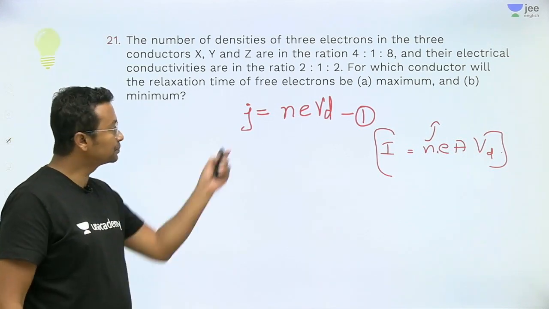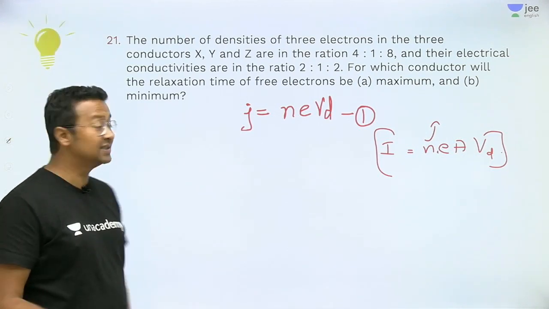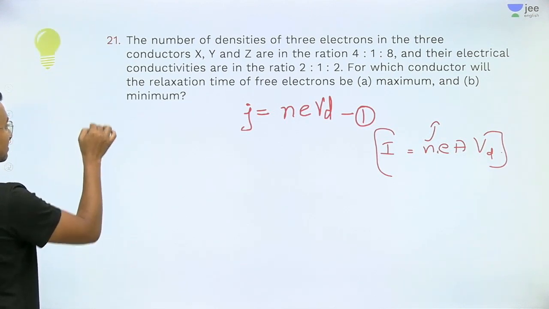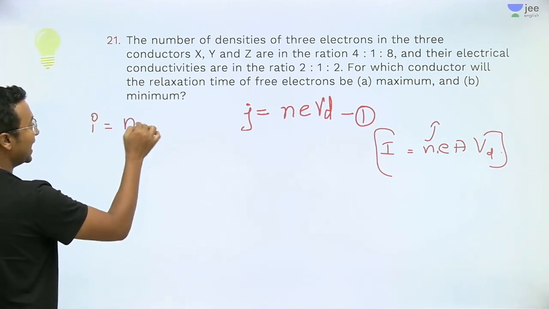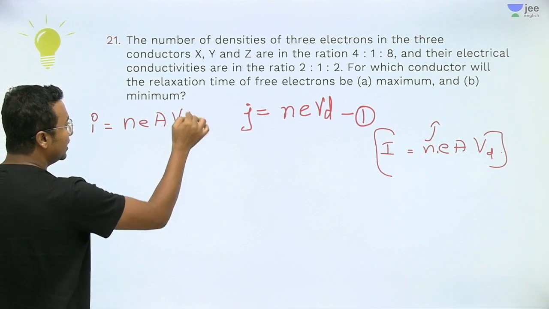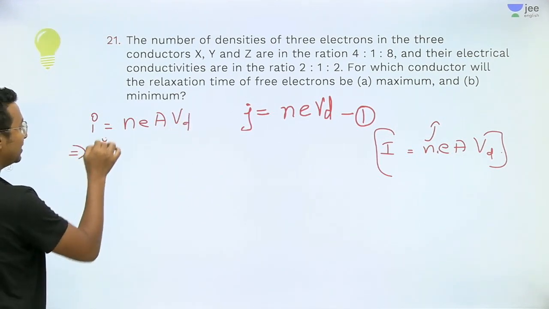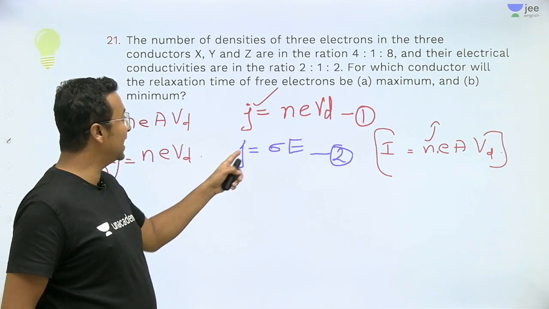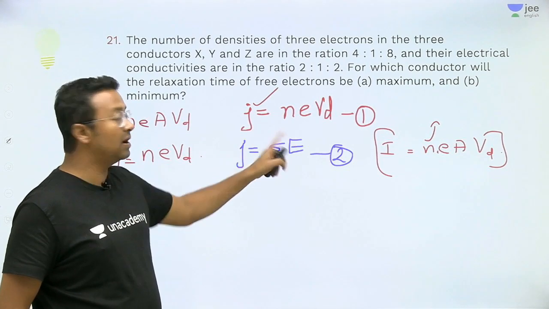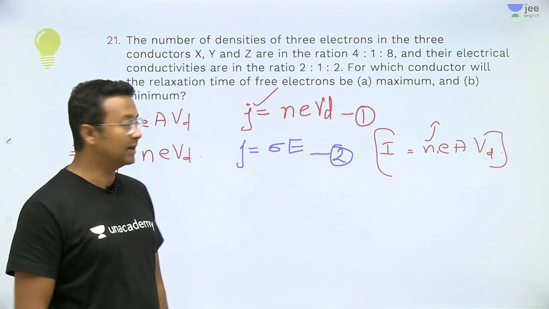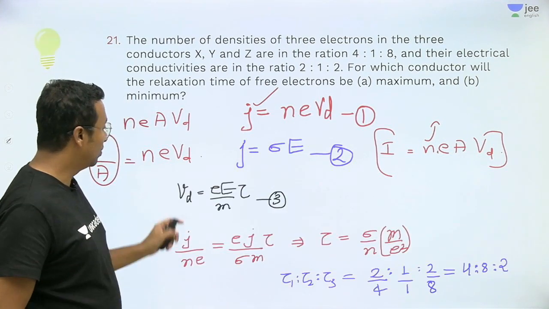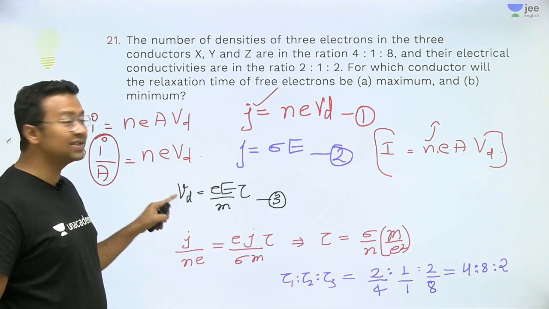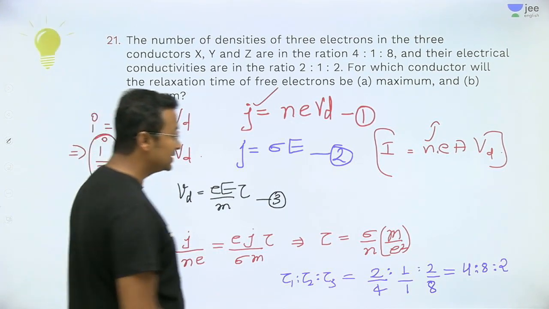Let's have a look. We know I is equal to n e A Vd, this idea is simple. So I can write J as n e Vd. Then can I write J as also equal to sigma into E? Correct? Fine. Now try and understand this. What is Vd? Vd. See, simple idea.